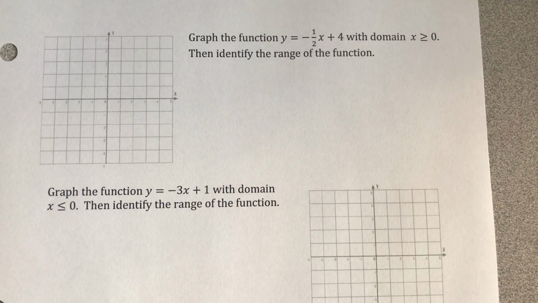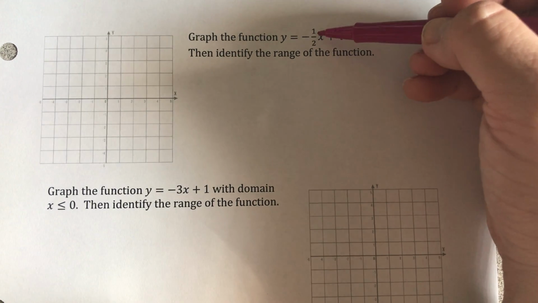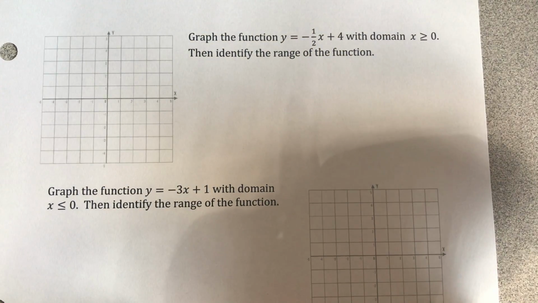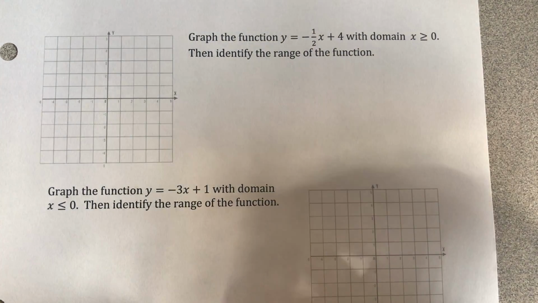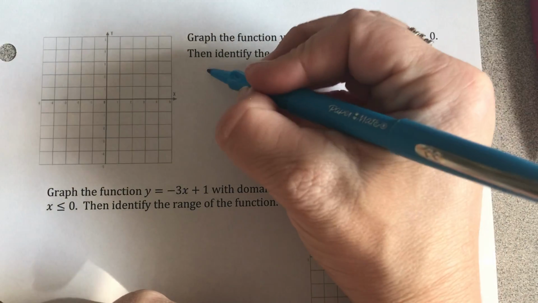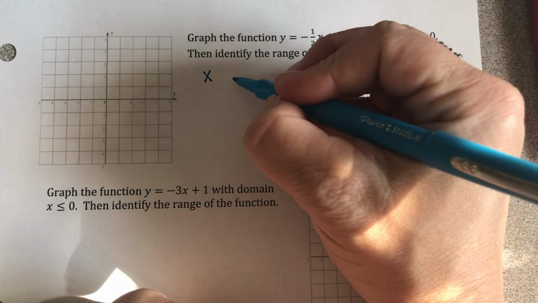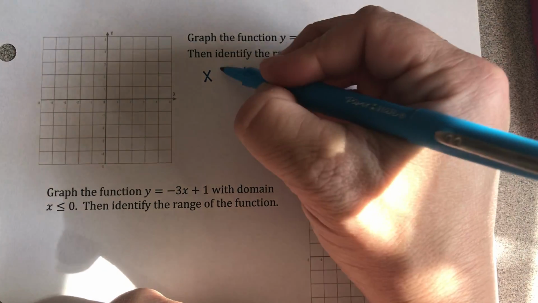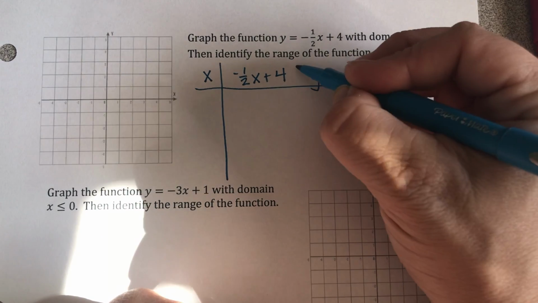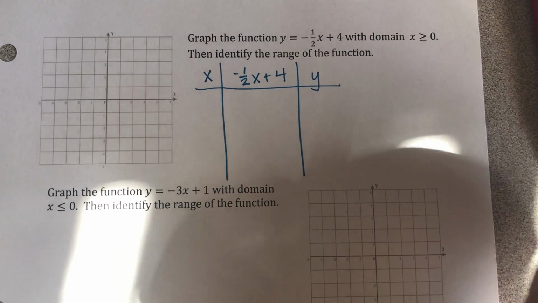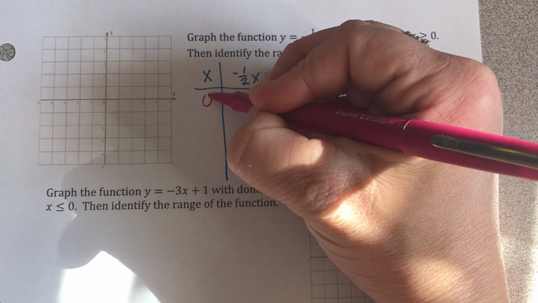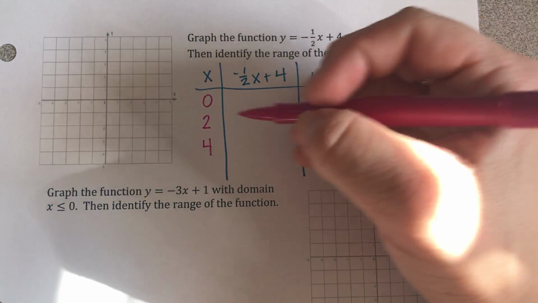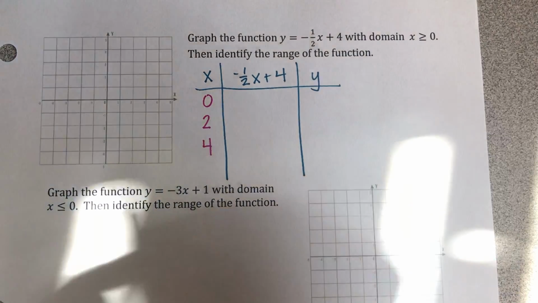It says, graph the function y equals negative 1/2 x plus 4 with the domain of x greater than or equal to 0. Then identify the range of the function. Okay, so let's go ahead and make our table here. We have x, and then negative 1/2 x plus 4, and then y. The domain has to be greater than or equal to 0. So it could be 0, it could be 2, it could be 4, right? Anything that's greater than or equal to 0.